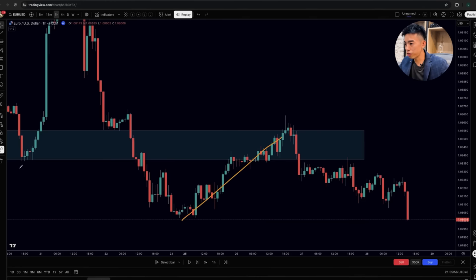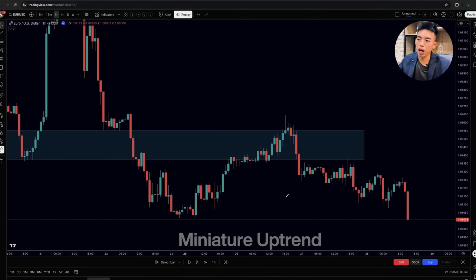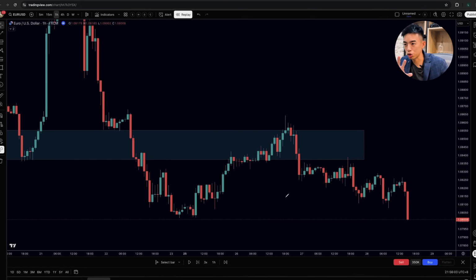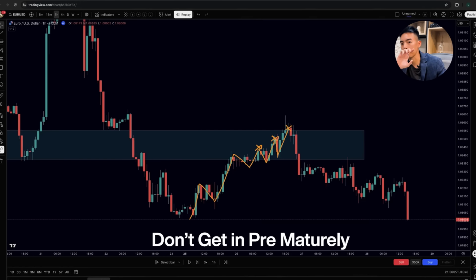Now, this lower time frame pullback is nothing but a miniature uptrend. The only thing you want to do is make sure that the uptrend fails. So we see a move up, down, okay? It's constantly making higher highs and higher lows. As it reaches this point here, you do not want to be selling prematurely, because we could be selling here and have a stop out. We could be selling here and have a stop out. You don't want to get in prematurely.